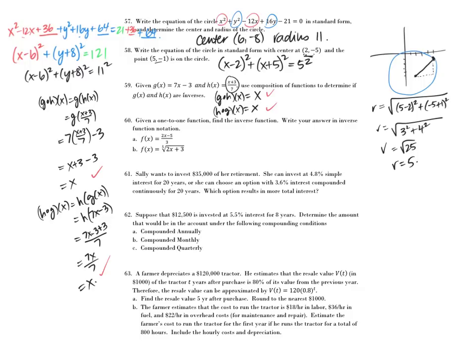The next one, I have a one-to-one function. I want to find the inverse function. Write your answer in inverse function notation. So one thing you can do is we know that when we do an inverse, we're going to be switching our input and output. So we can go ahead and switch them. You've already switched the x and y. So I get 3x equals 2y minus 5. And then I want to solve for y. So plus 5.